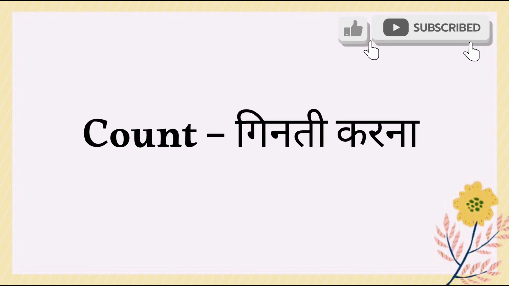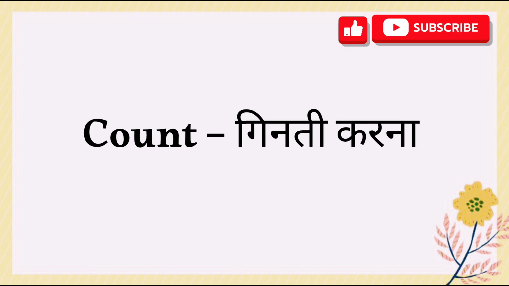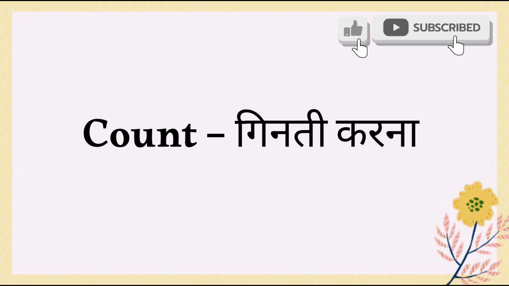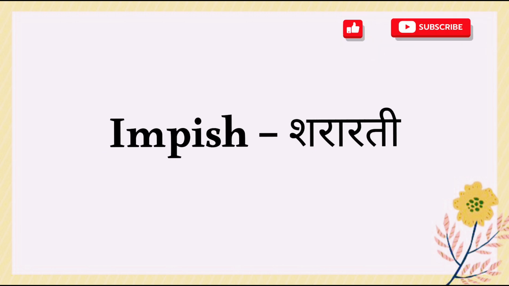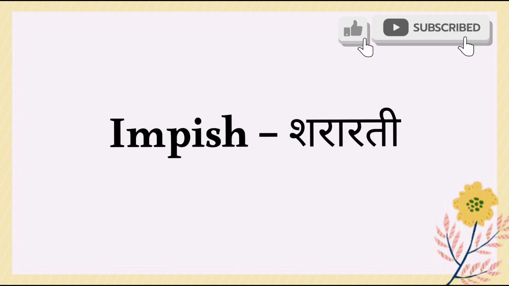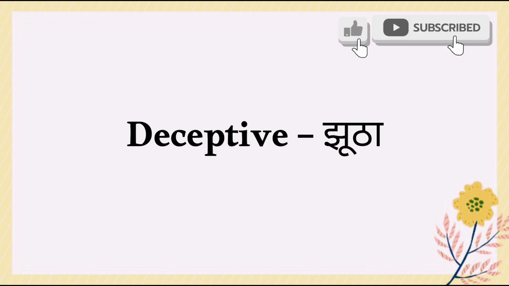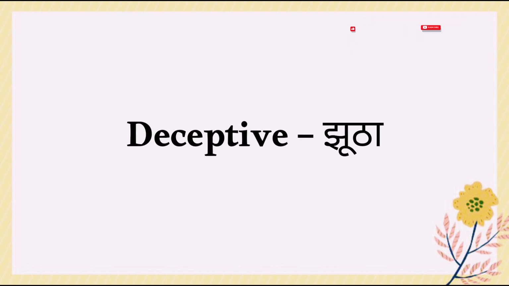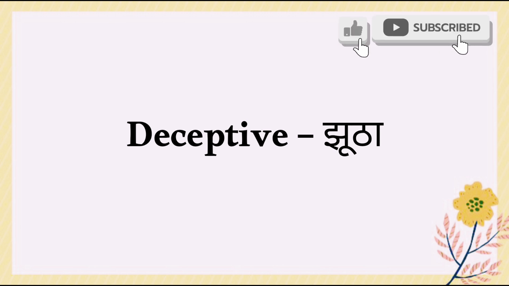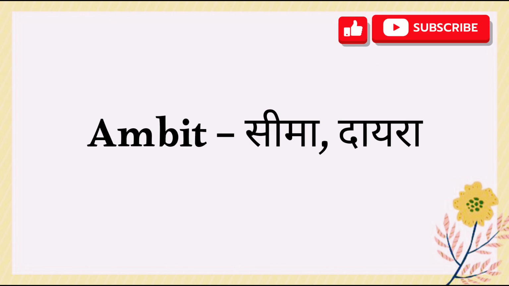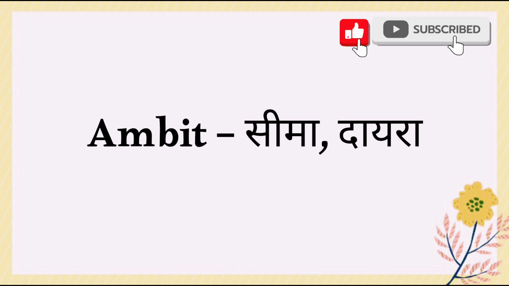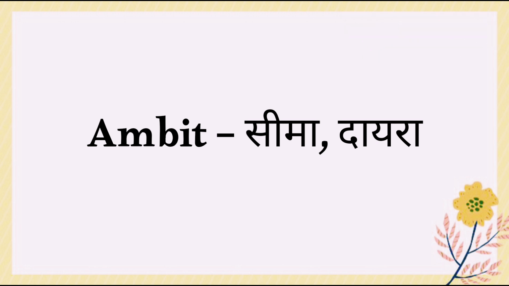The next word is count. It means गिनती करना. The next word is impeach. It means शरारती. The next word is deceptive. It means झूठा. The next word is ambit. It means सीमा या दायरा.